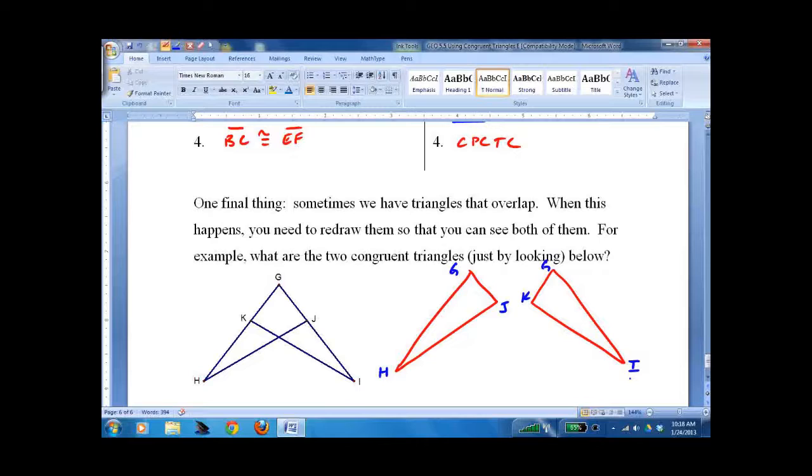Right now we can't say they're congruent because I don't have enough information, but we do know that one piece from each one is congruent, and we know that angle G is congruent to angle G. It's reflexive. So this is very tricky. We'll give you lots of practice with pulling triangles apart and seeing if you can put them back together. That's it. Good luck.